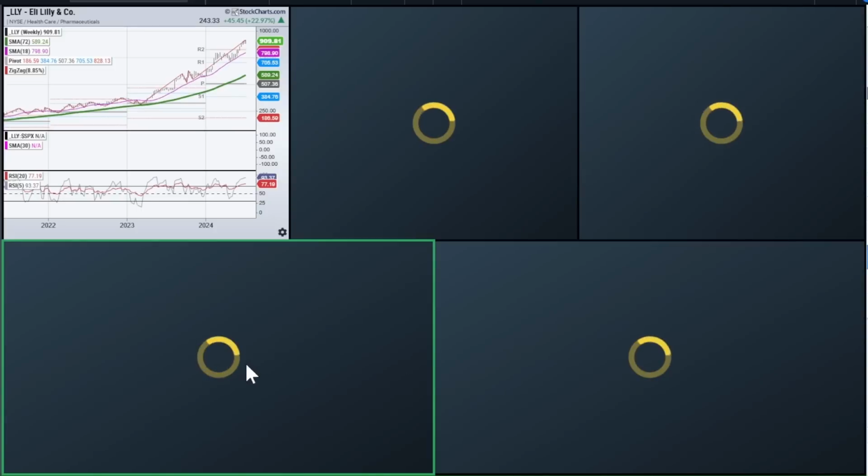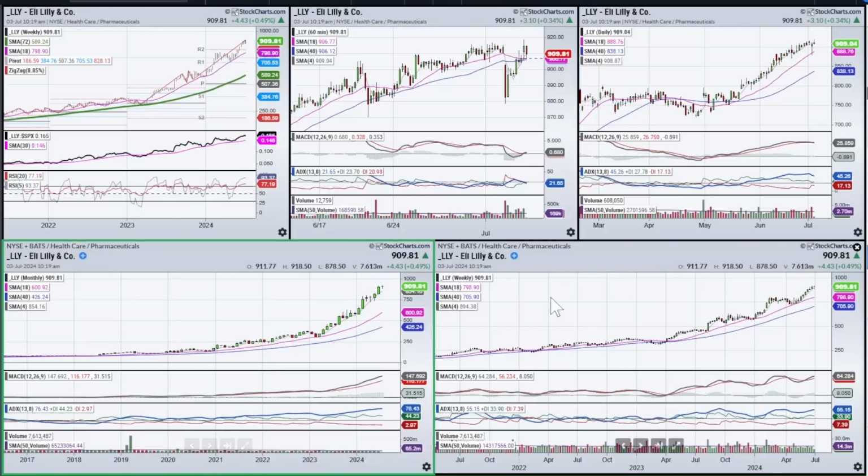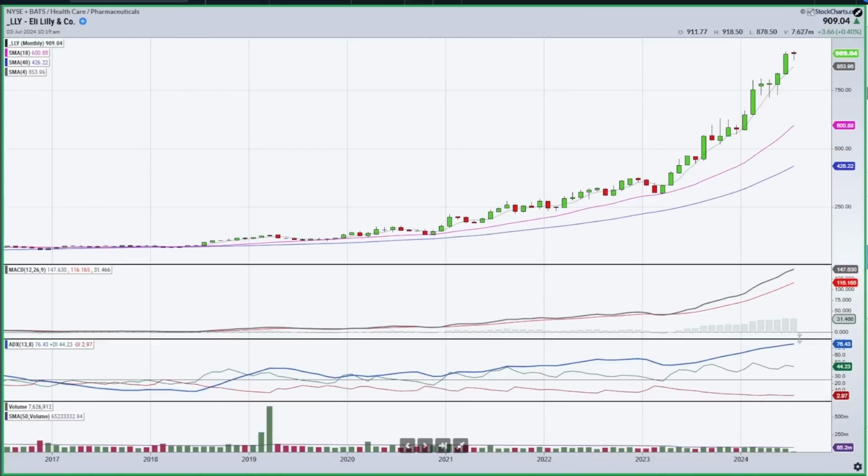All right. Let's look at Lilly because I did want to point this out. So look at the monthly chart. We've got this strong trend. Look at how the ADX has been above 25 since 2018. I mean, this is just an amazing move. Now, recently, we have not touched the 18-month. You see how we've just jetted away?